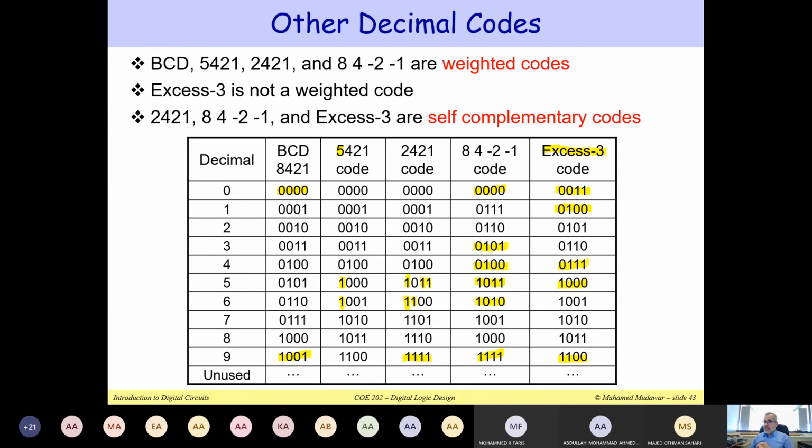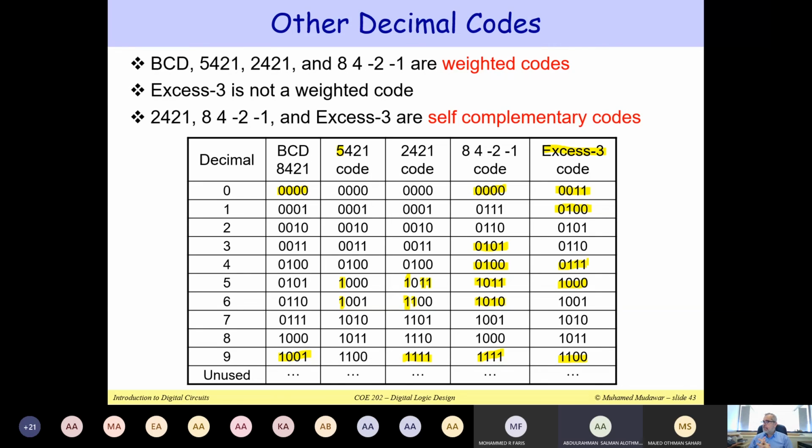Is this clear? So these are decimal codes that we can assign to the 10 decimal digits, and we have seen that there is more than one way to code the 10 decimal digits.